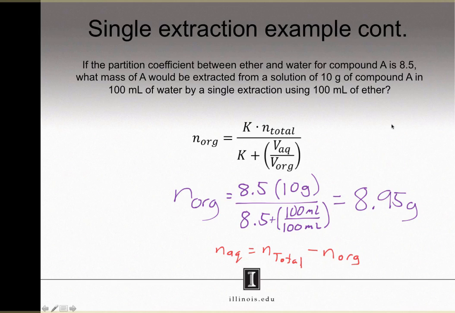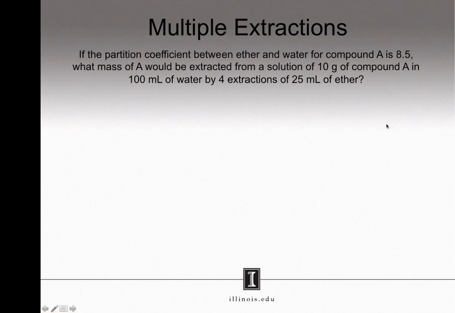The answer is yes, and what we can do is use multiple extractions. In this example, I am using 25 milliliters of my organic solvent ether, but I'm using 25 milliliters 4 times. This is the same total volume as I used in the previous example, only now I'm using it portion-wise.